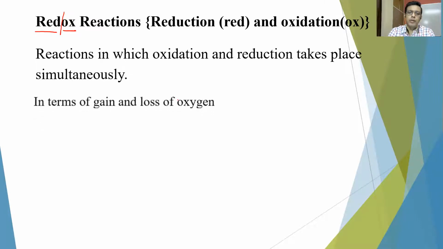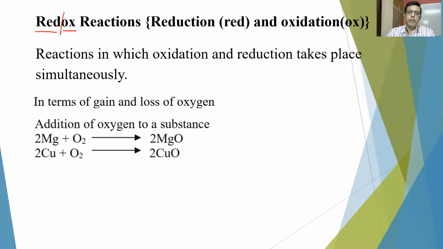In terms of oxygen, oxidation can be defined as addition of oxygen to a substance. If you see these reactions, in the first reaction, oxygen is added to magnesium to form magnesium oxide. So this is called oxidation of magnesium. In the second one, oxygen is added to copper to form copper oxide. So this is called oxidation of copper. In both reactions, oxygen is added to the element, so this is called oxidation of that element.